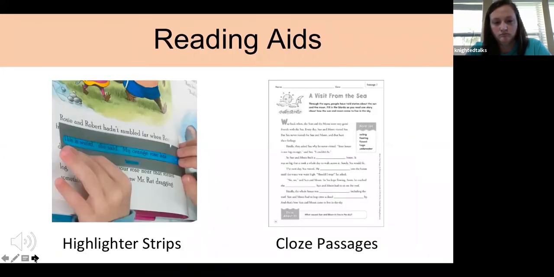Remember that each student learns a little bit differently, so you may choose to try a highlighter strip or cloze passages, which are just fill in the blank stories, to help students really focus on either what they're reading or what the question is asking.